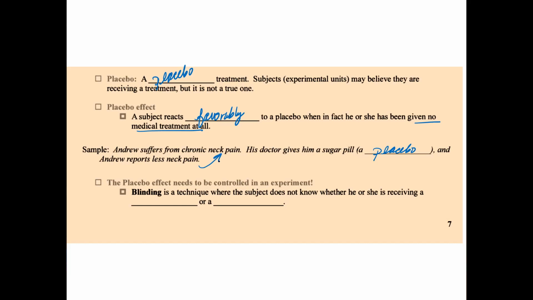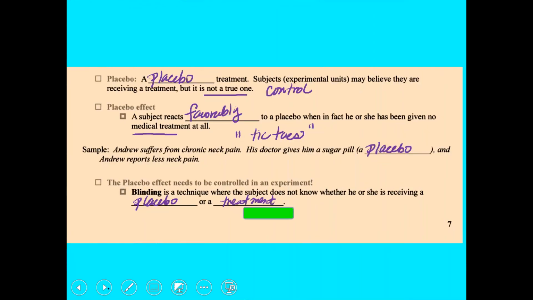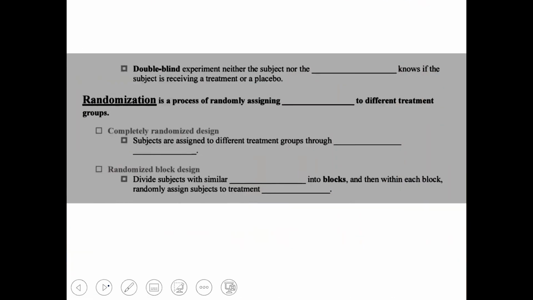Blinding is a technique where the subject does not know whether he or she is receiving a placebo or a treatment. A double-blind experiment is where neither the subject nor the experimenter knows if the subject is receiving a treatment or a placebo.